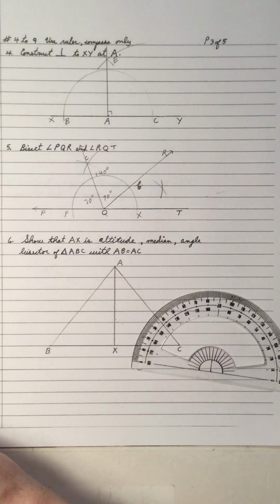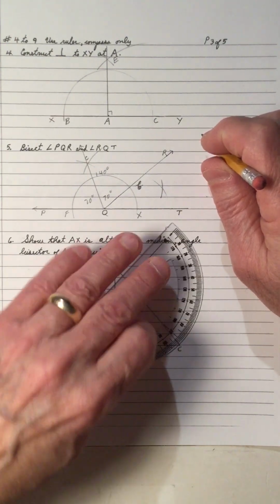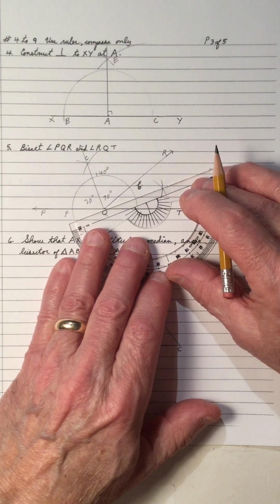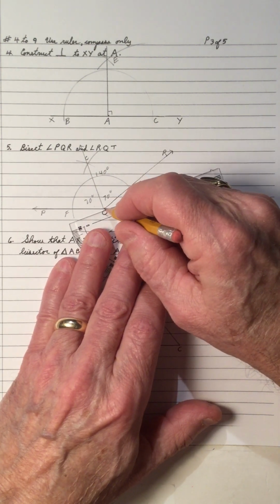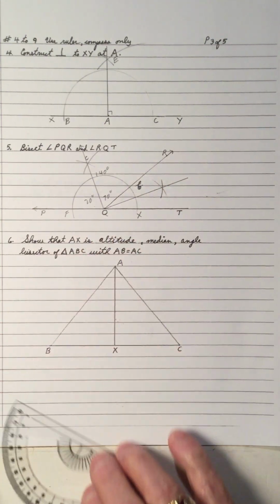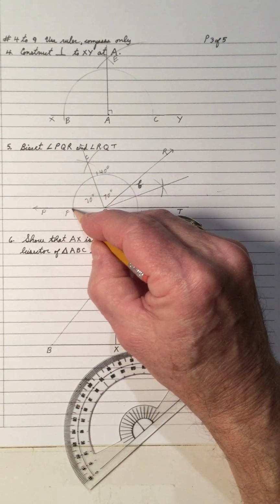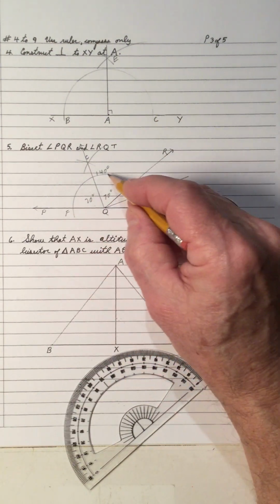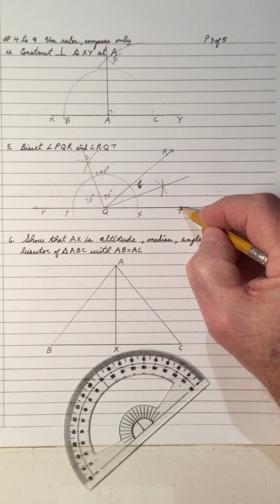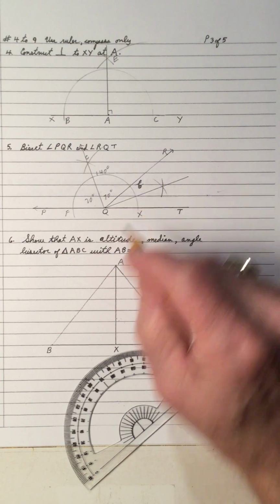That's done. So this angle, and again, I'm using my protractor as a straight edge. So there's the angle bisector. Now this angle FQR is 140. That means RQT must be 40. So these two angles must be 20 each.